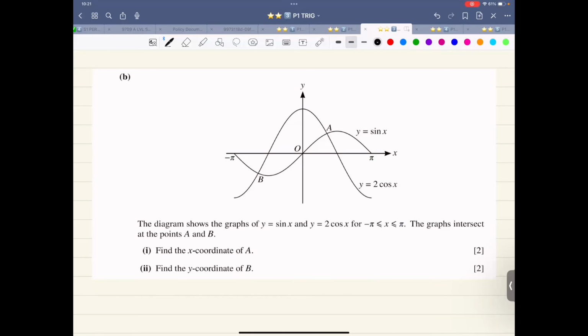The diagram shows the graphs of y equals sin x and y equals 2 cos x, between negative pi and positive pi. This is exactly the same thing that I just drew, and you can have a pretty good idea. This one goes like this, and this one is like this. And this one was the same thing, like this. Okay, so now the other one is sin x.